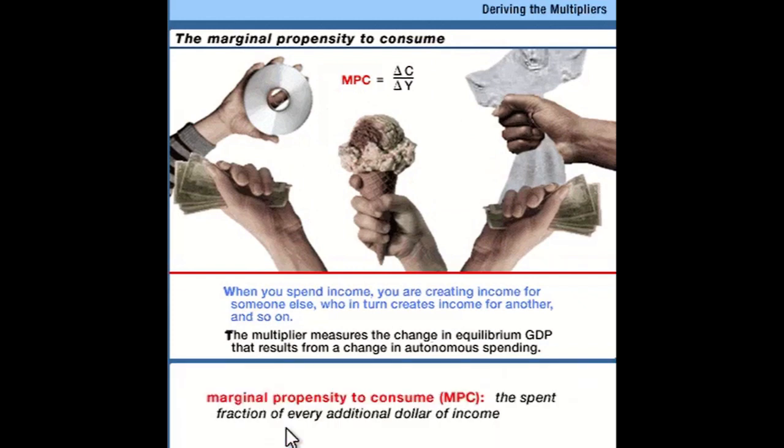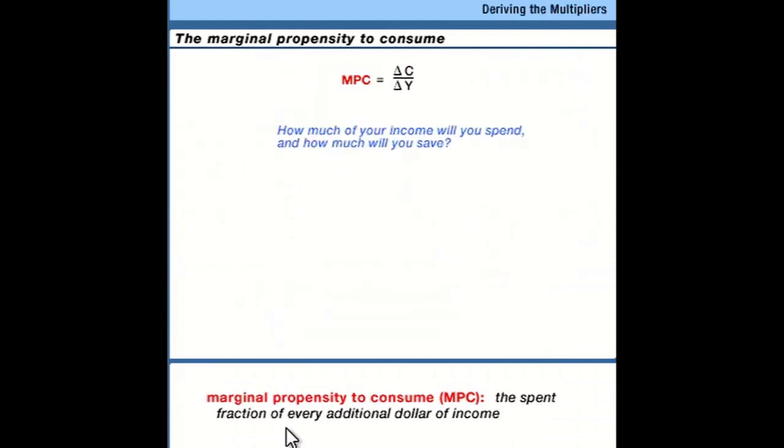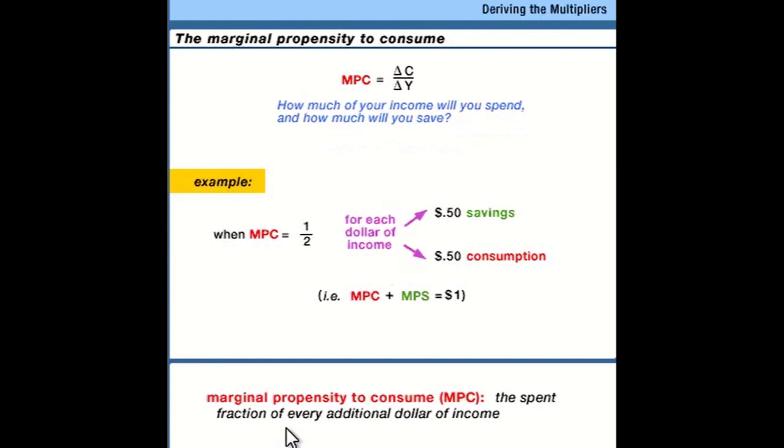Suppose the marginal propensity to consume is 50% or 1/2. That means of every dollar that you get, every additional dollar, you're going to put half of it in savings and spend 50 cents. Now, suppose we're in an economy where everyone has the same marginal propensity to consume. That is, everybody who gets a new dollar's worth of income spends half of it and saves half of it.